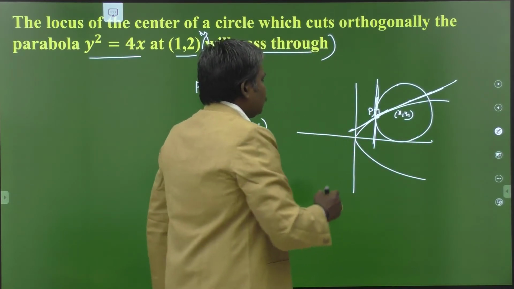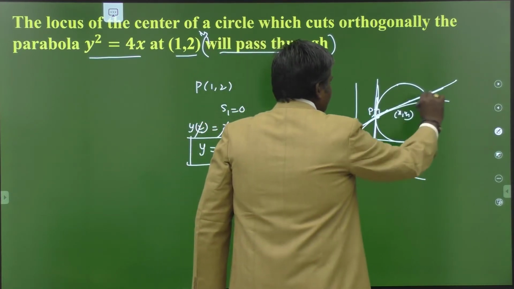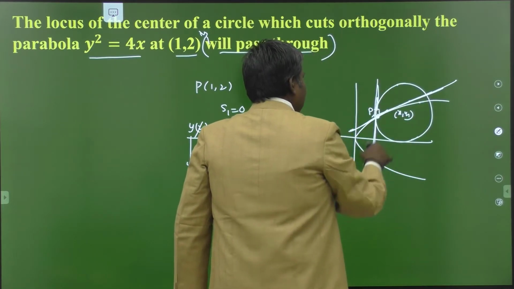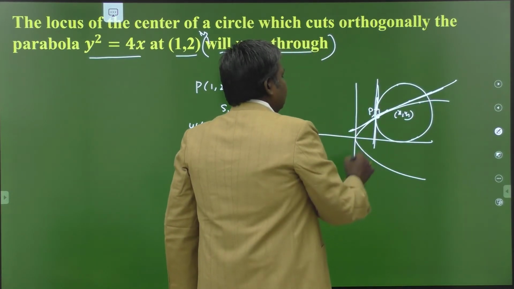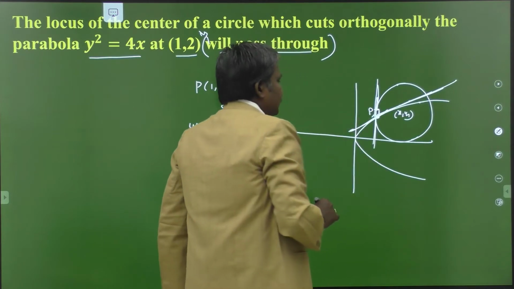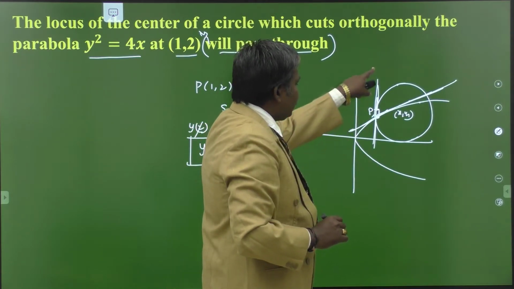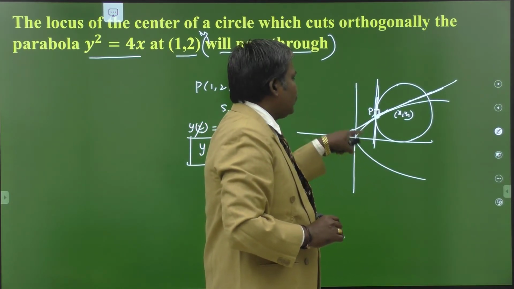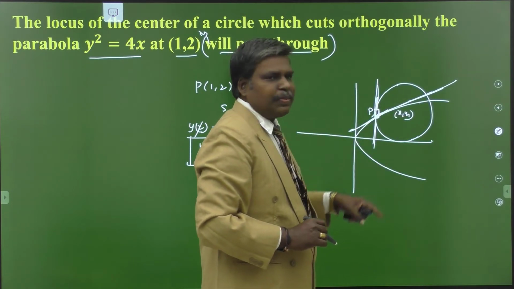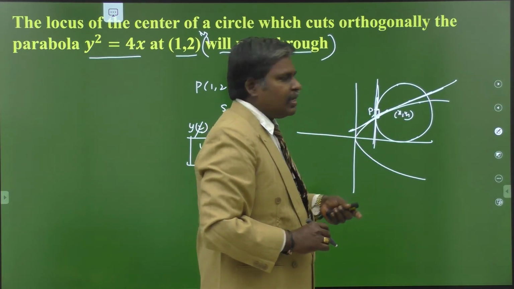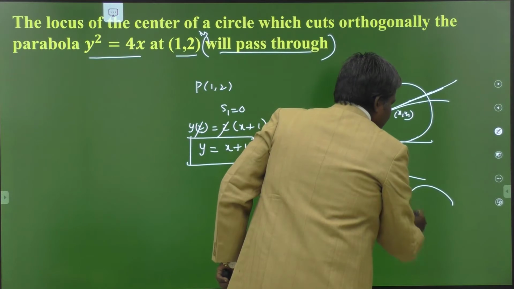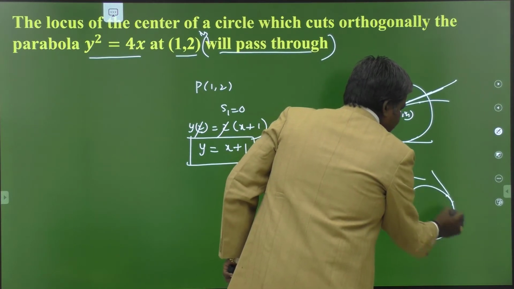Am I correct or not? So draw the tangent to the parabola, draw the tangent to the circle at the point, and the angle between these two is 90 degrees. That means this is the line perpendicular to this tangent to the parabola. That means the second line must and should be passing through the center of the circle, because the corresponding radius and tangent make an angle of 90 degrees.